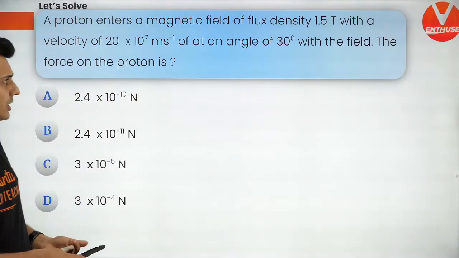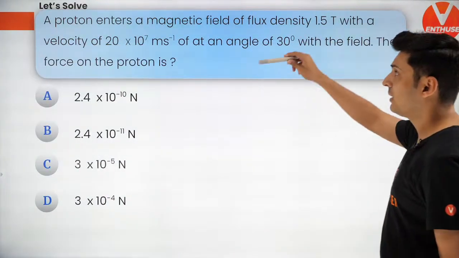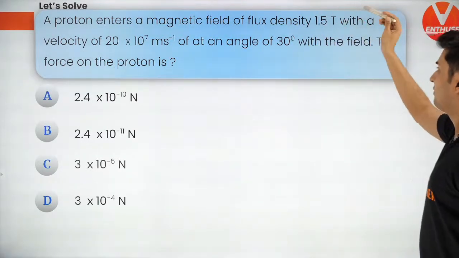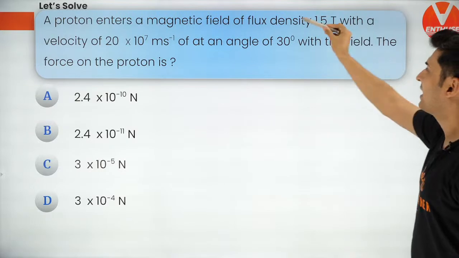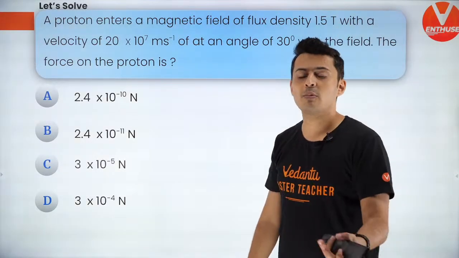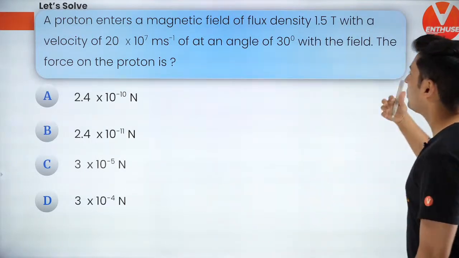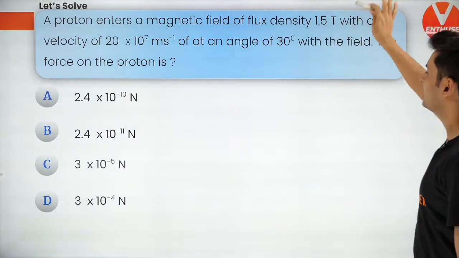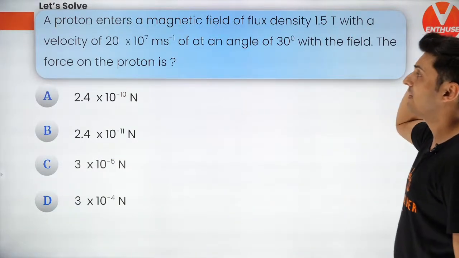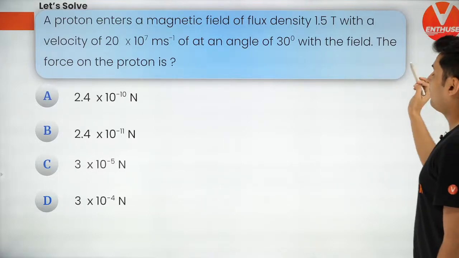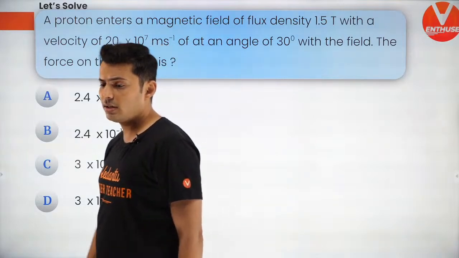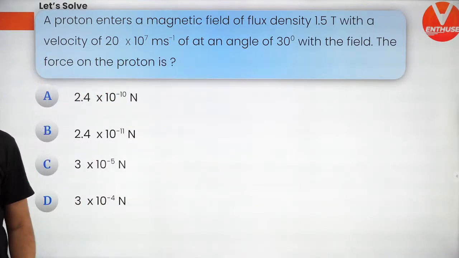So here is the first question on your screen. A proton enters a magnetic field of value 1.5 Tesla. Forget the word flux density. Flux density is a synonym for magnetic field. You'll learn about it later on, but for now just understand it is the magnetic field. It enters with a speed of 20 into 10 to the power 7 at an angle of 30 degrees with the field. The force on the proton is how much? Come on, the options are on your screen.